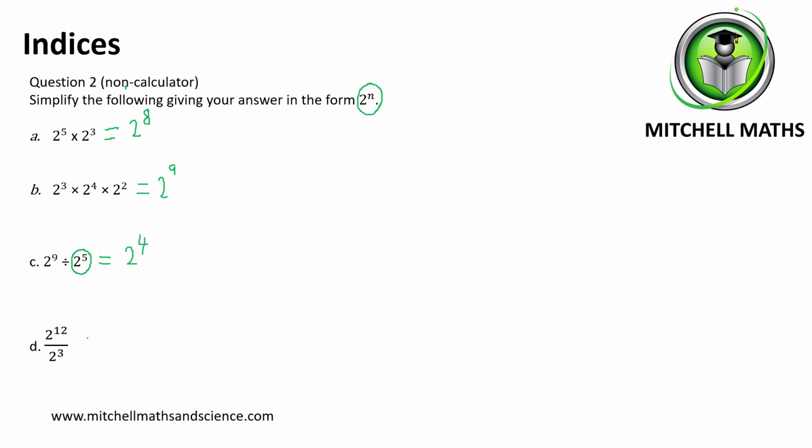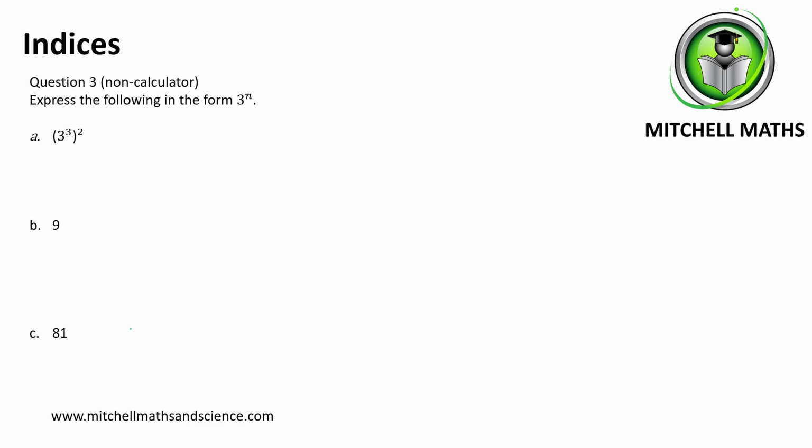And for the last one, we've got a fraction. Now, fractions work as the top divided by the bottom, so it's actually just a bit like this question here. You're just going to treat it exactly the same way. We're going to have 2 to the power of 12 divided by 2 cubed. We subtract the indices from each other, and that leaves us with 2 to the power of 9.